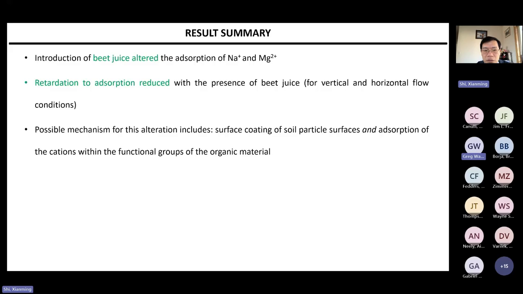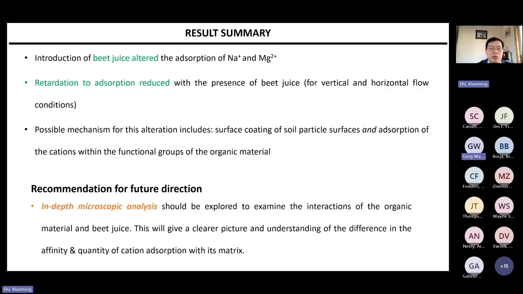So we mentioned two different possible mechanisms. One is the coating of the soil particle surface by the beet juice organic compounds. Basically, they do contain some sort of biopolymer. And the other possible mechanism is the absorption of the cations within the functional groups of the organic material itself. In other words, beet juice can capture some of those cations and prevent them from interacting with the soil, so they migrate through soil faster.